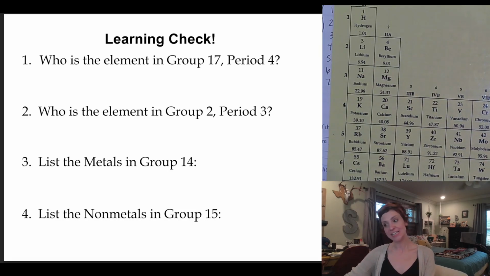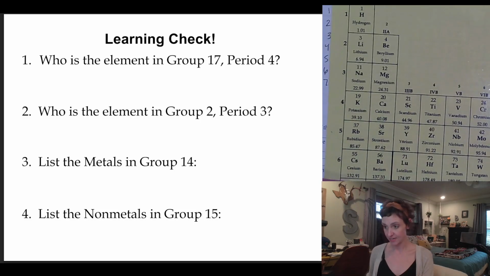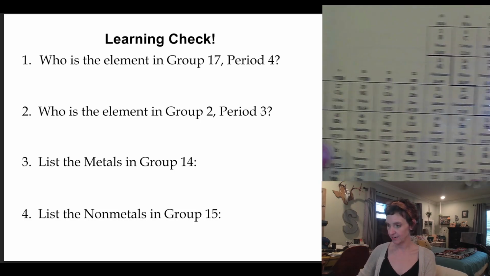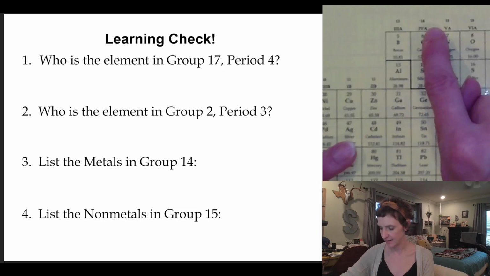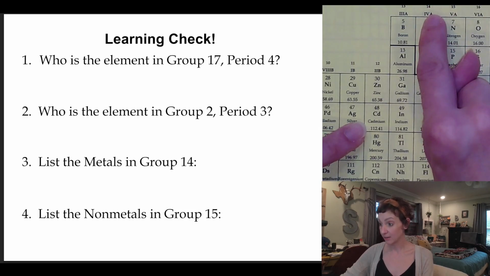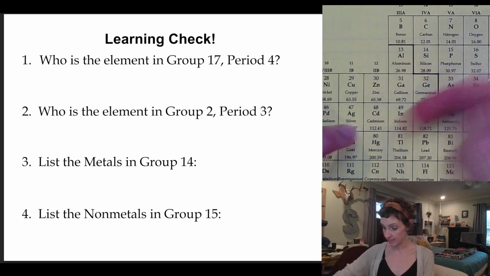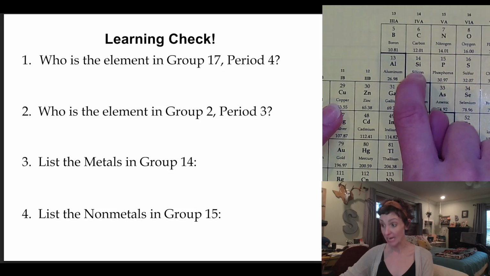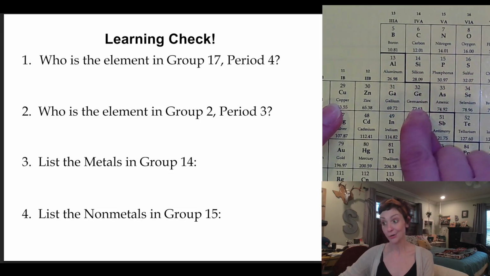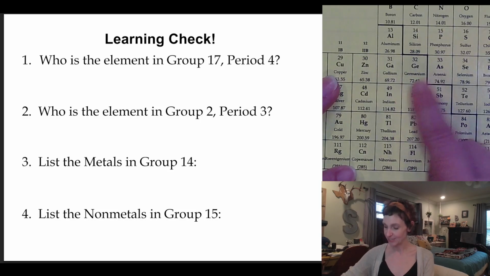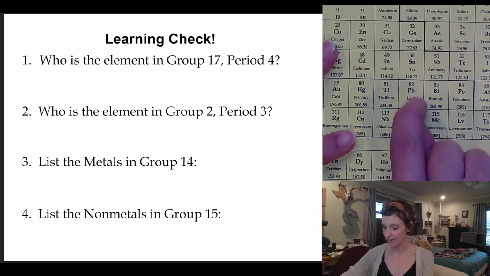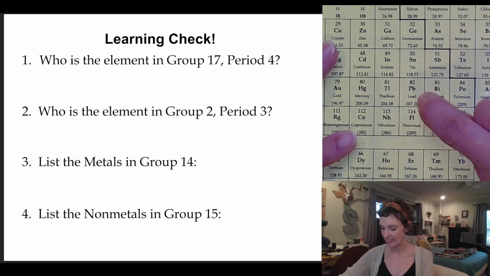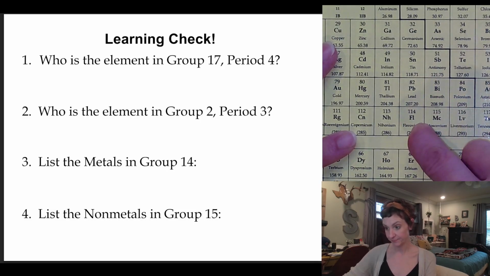And the next question says, list all of the metals in group 14. So group 14, group 14, group 14. Here you are right here. All of the metals. Well, we know my metals are going to be to the left of the staircase here, so definitely not carbon. Silicon is a metalloid. Germanium is a metalloid. So all of my metals will be everybody below that. So that would be tin, lead, and flerovium.